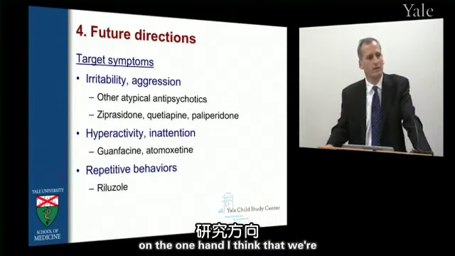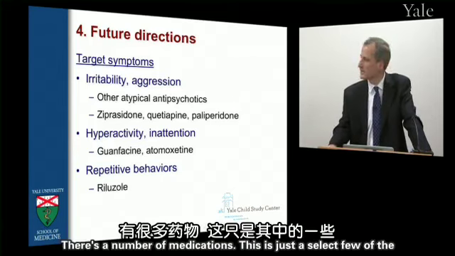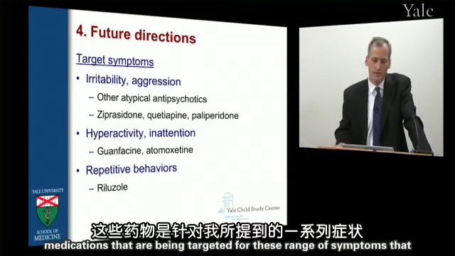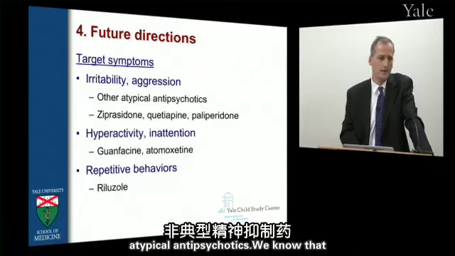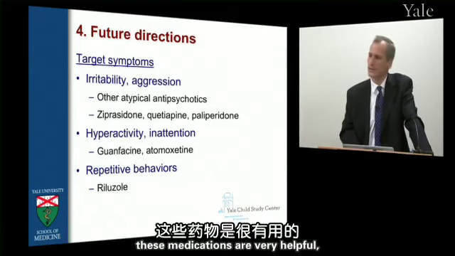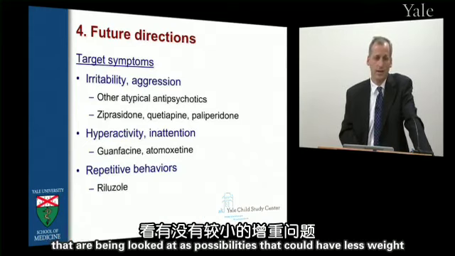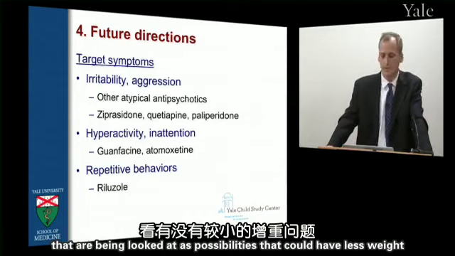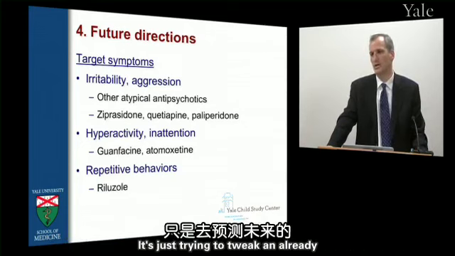Well, on the one hand, I think that we're going to continue making these very gradual, stepwise, slow interventions. There's a number of medications. This is just a select few of the medications that are being targeted for the range of symptoms that I mentioned. So, for example, for irritability and aggression, there's a lot of interest in other atypical antipsychotics. We know that these medications are very helpful, but we know that they lead to weight gain and other problems. So these are 3 of the medications that are being looked at as possibilities that could have less weight gain, for example. So this is not a radically different new innovation. You're just trying to tweak an already useful intervention.